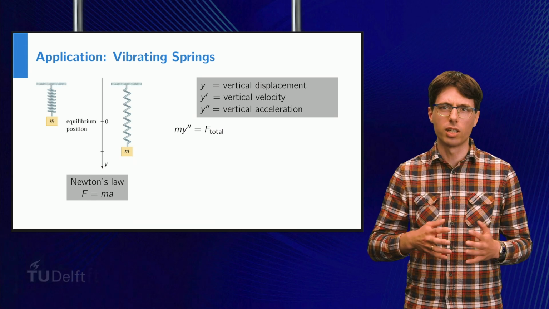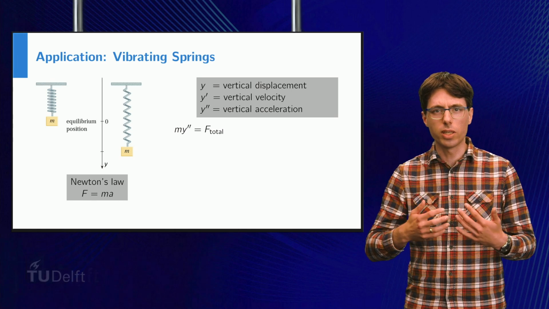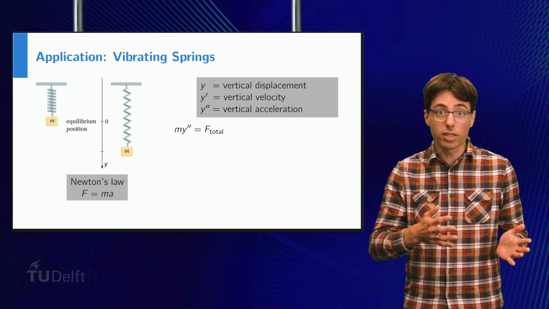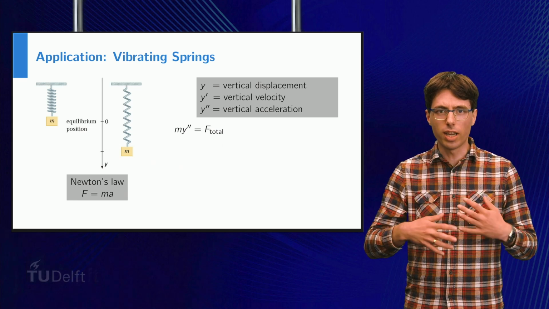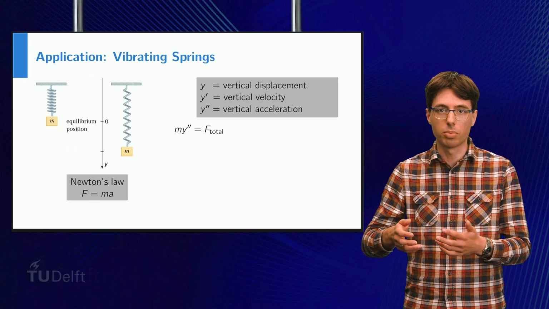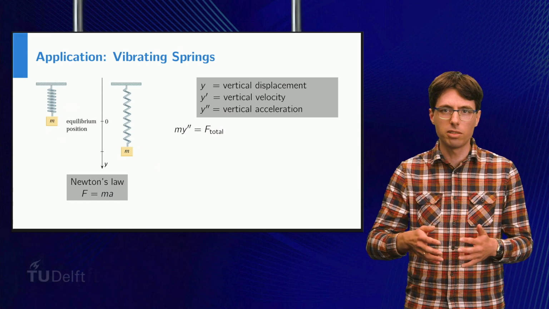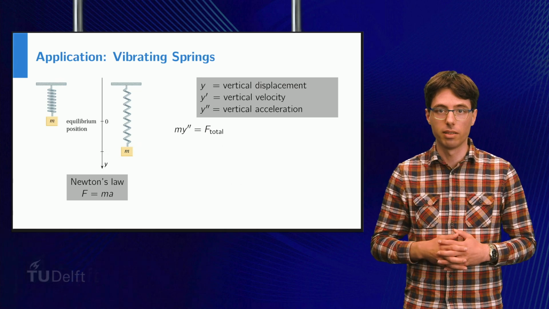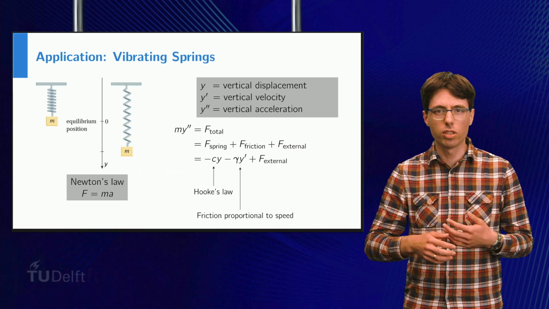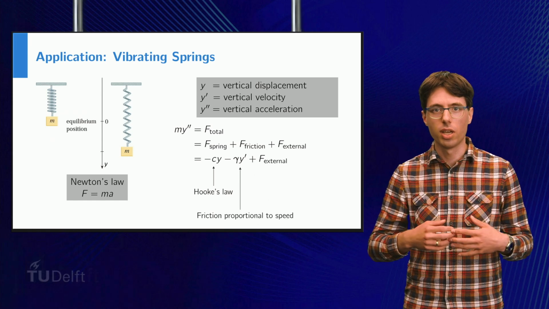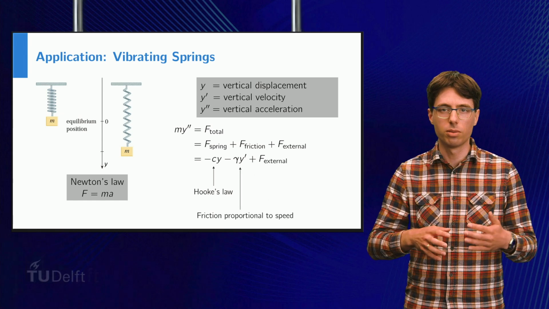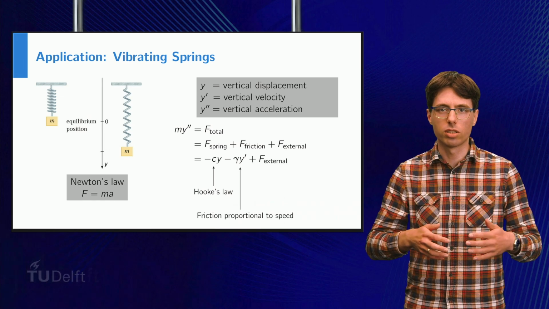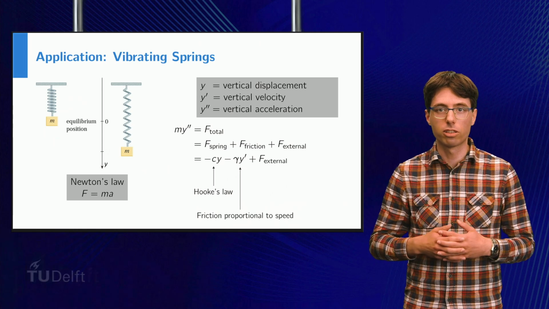So which forces are in play here? Well, if you ask this question in class, usually the first answer that comes up is gravity. But gravity is already taken care of, since gravity determines what the equilibrium position is, and we measure the displacement with respect to equilibrium. So gravity does not play a role here. Instead, the important forces at play here are the spring force, which is given by a constant times the displacement, friction, which for low speeds can be modeled as a constant times the velocity, and possible external forces.